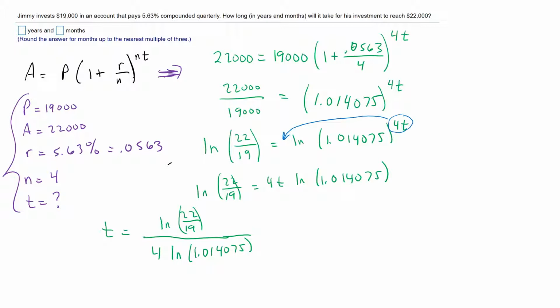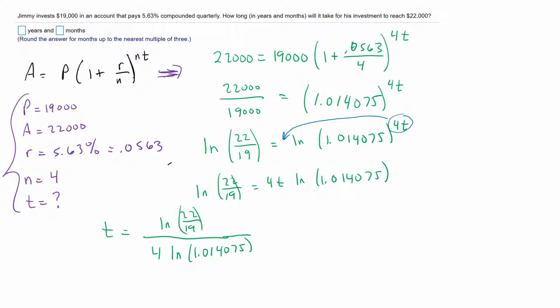So this is the exact answer, but we have to use our calculator to evaluate this, which can be kind of rough, getting this in the calculator. To type it in my calculator, I hit the natural log key, and then a parenthesis comes up, and I'll type in 22 divided by 19, and I'll close the parenthesis. Then I hit the division button, and then I hit the parentheses and type in the denominator, 4 natural log 1.014075, and then I hit the parentheses twice.